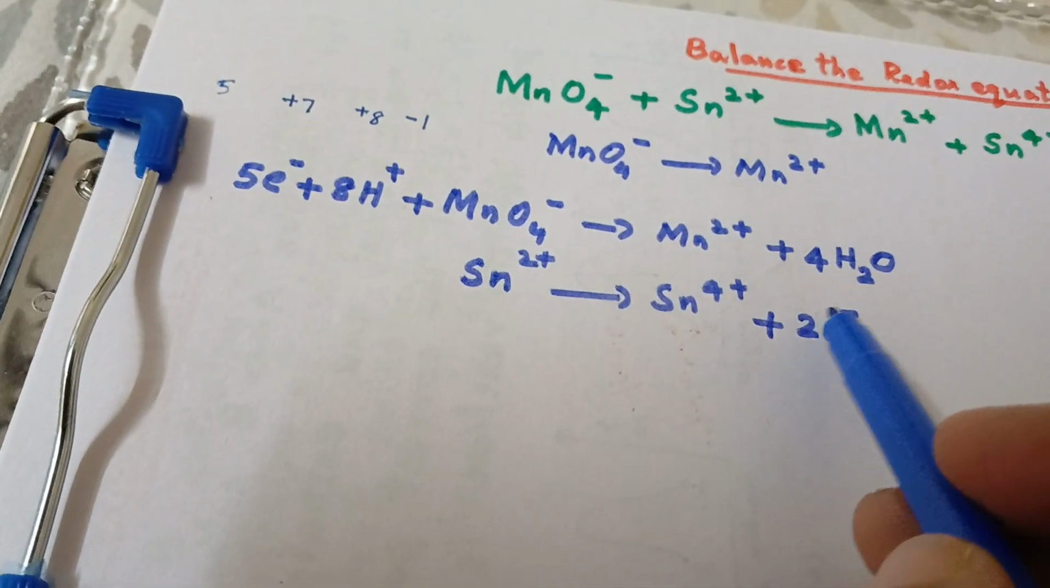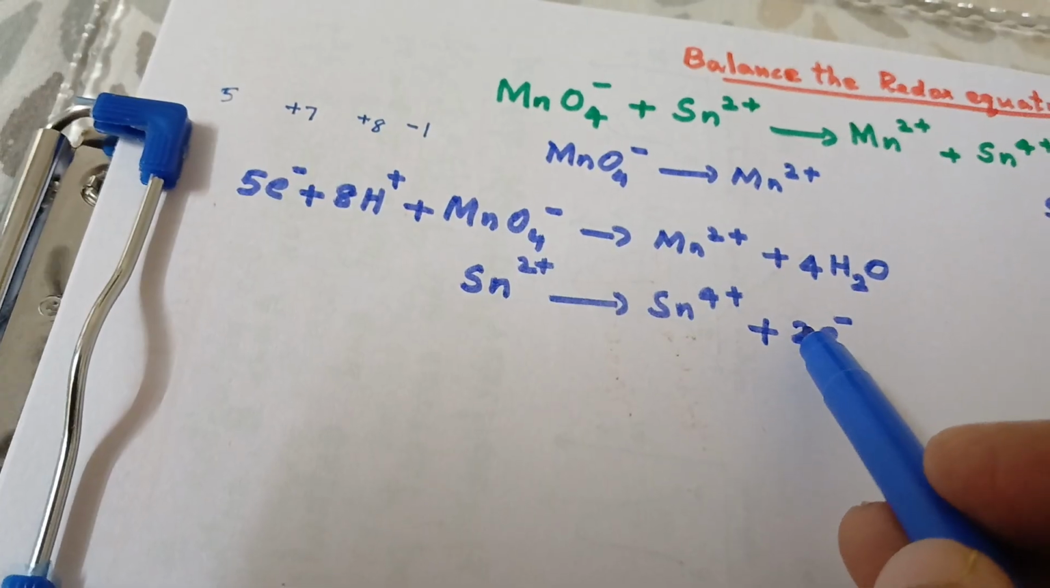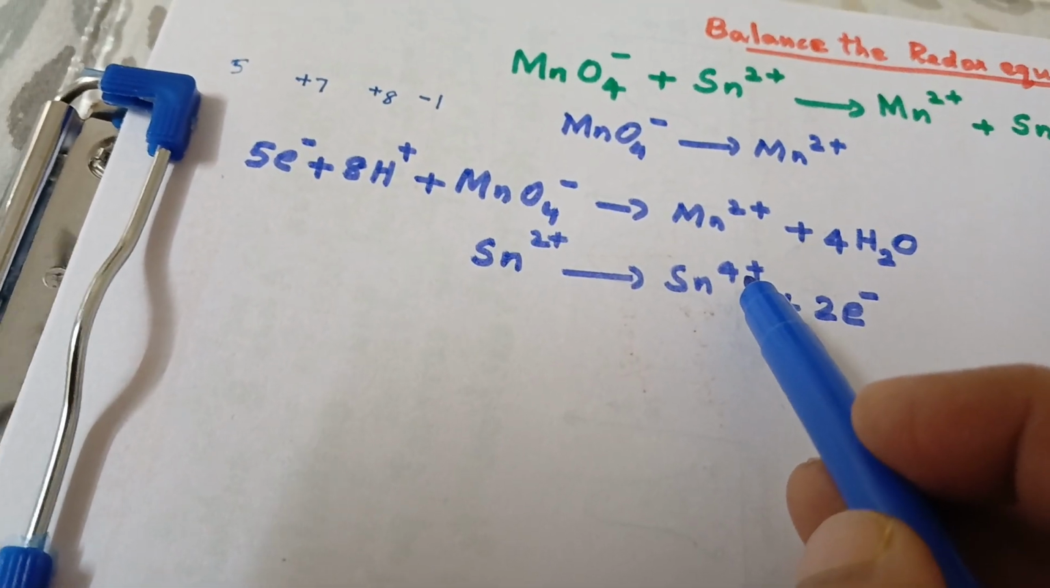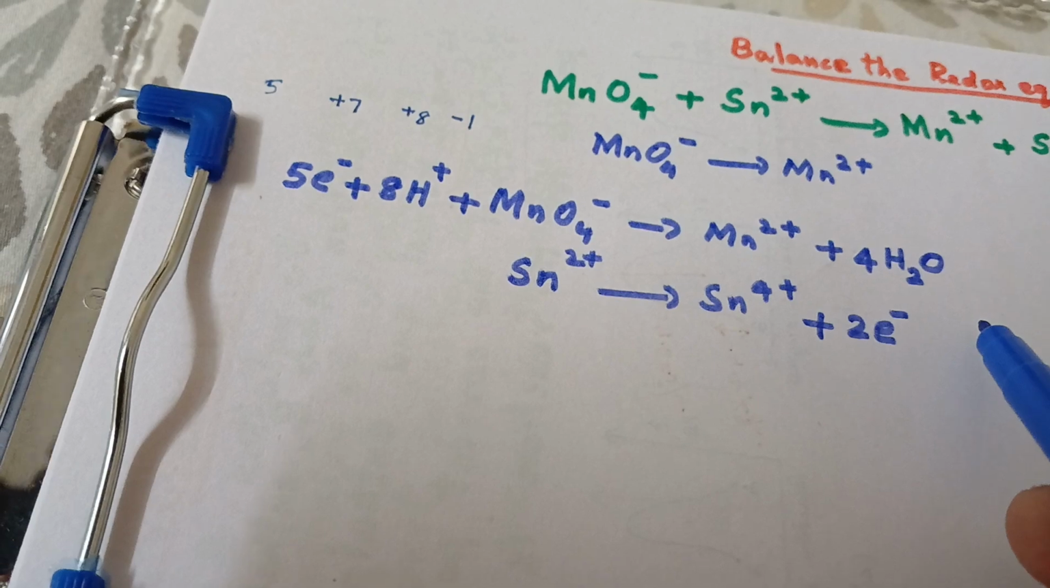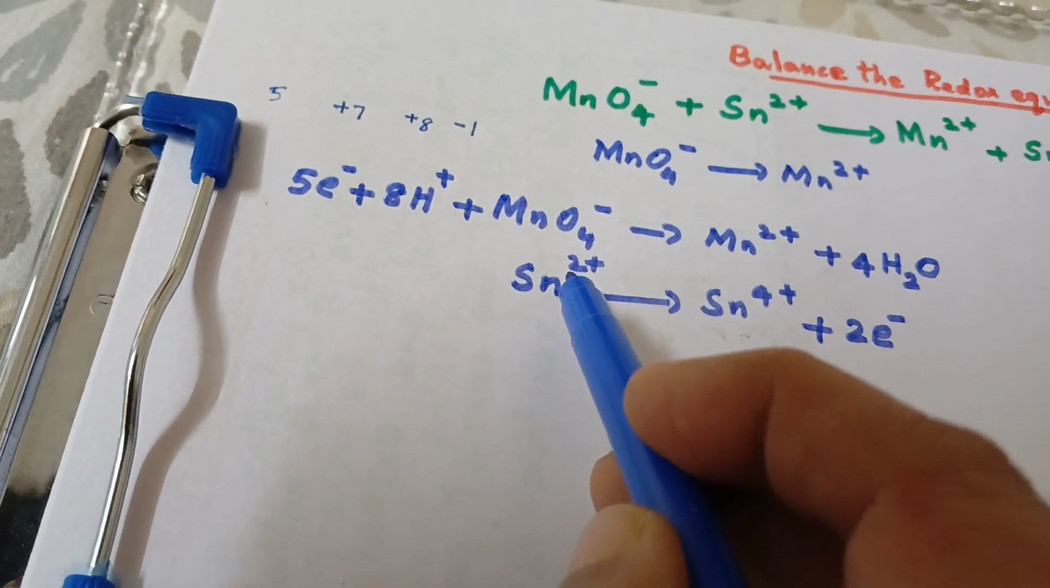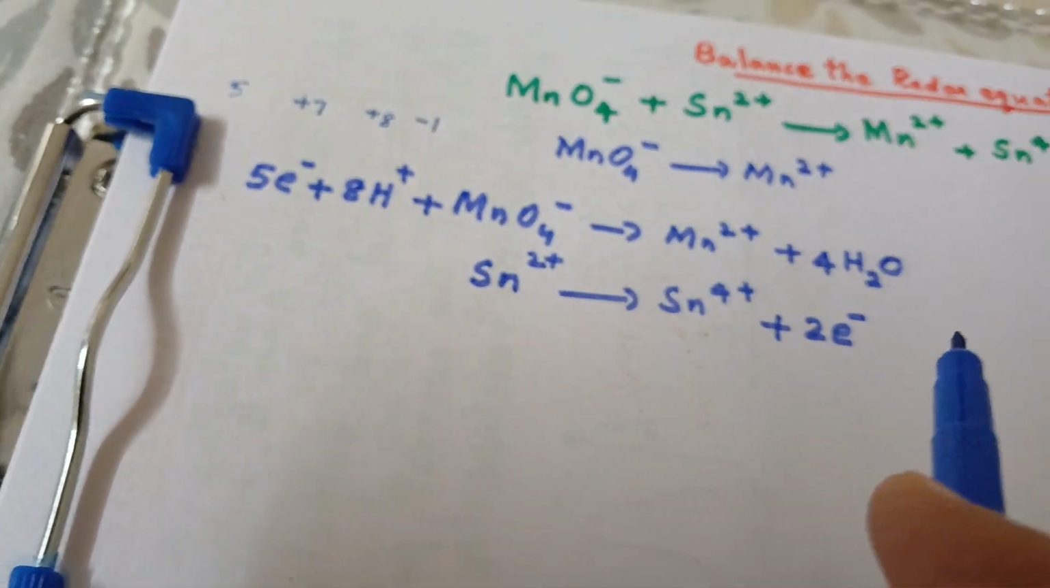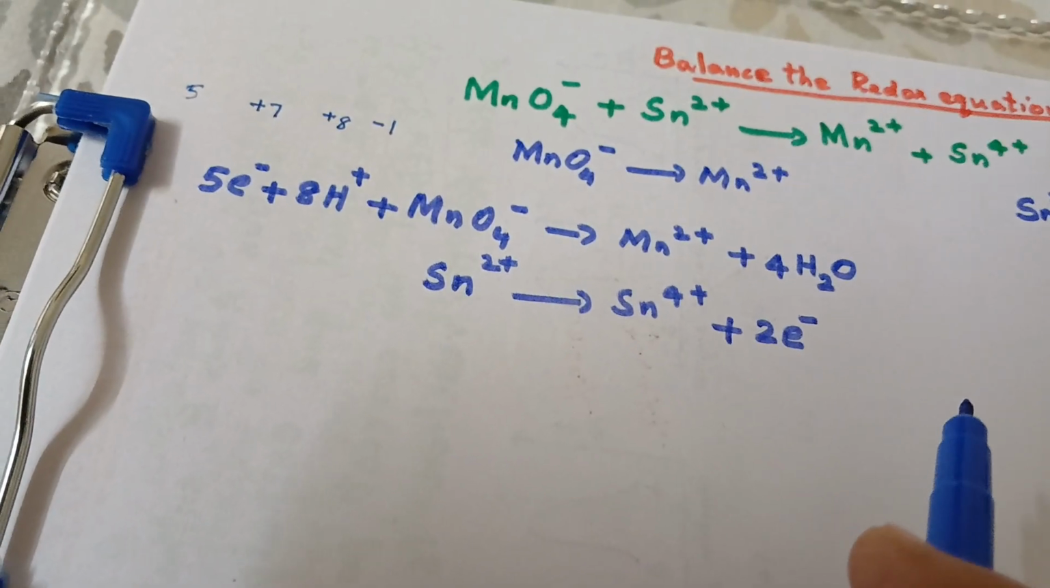Now minus 2 from the 2 electrons. Minus 2 and plus 4 will make it plus 2. And here it is plus 2. So both sides are balanced now.